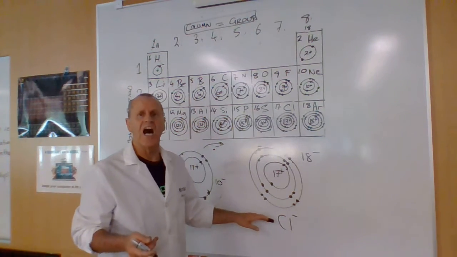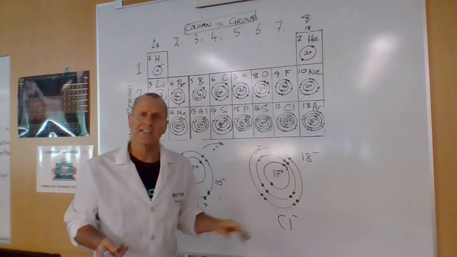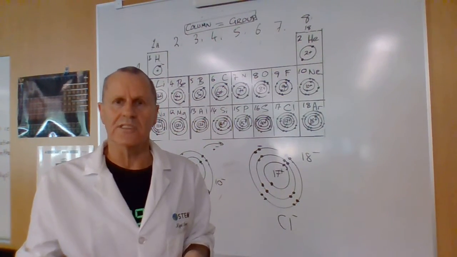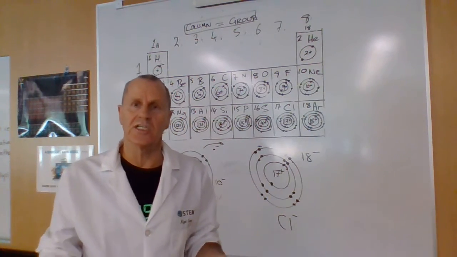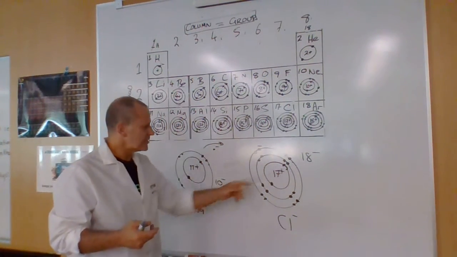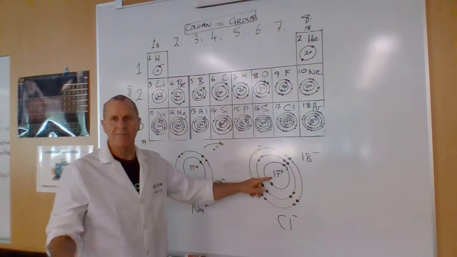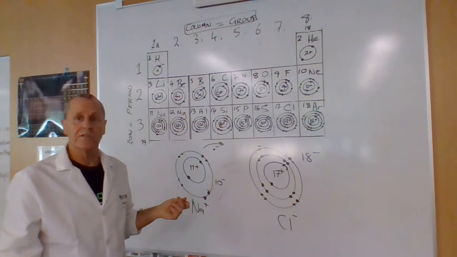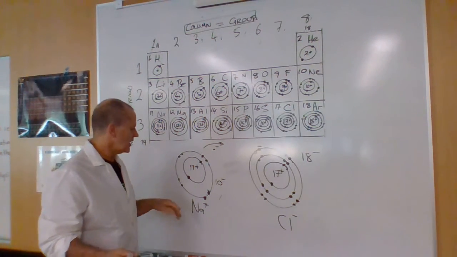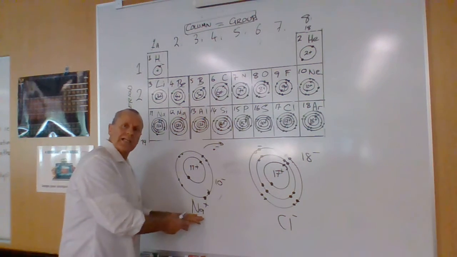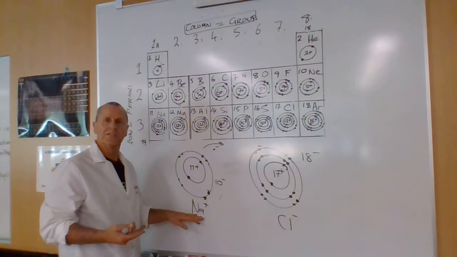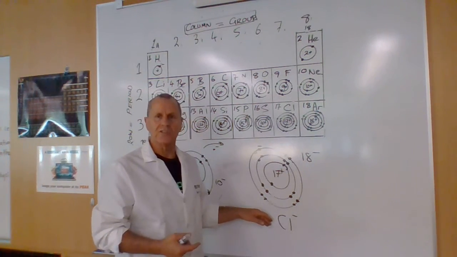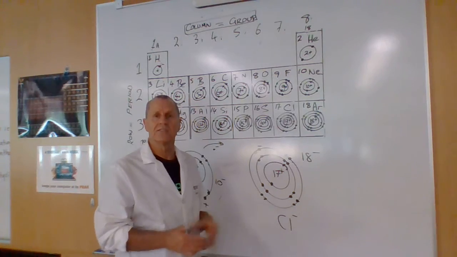It's a chloride ion. These are no longer atoms. An atom has the same number of protons and electrons. An atom has no net charge. An ion keeps its number of protons because it's the same element, but it changes its number of electrons, and in doing so, it gets a net charge. And that net charge, if it loses an electron, is a positive charge. This is a cation. Its net charge, if it gains an electron, is a negative charge. And this is an anion.